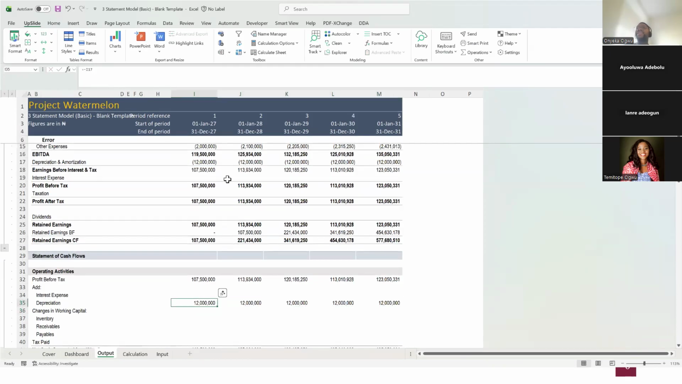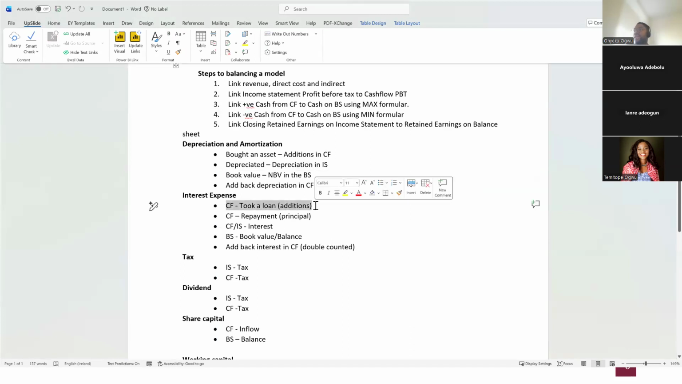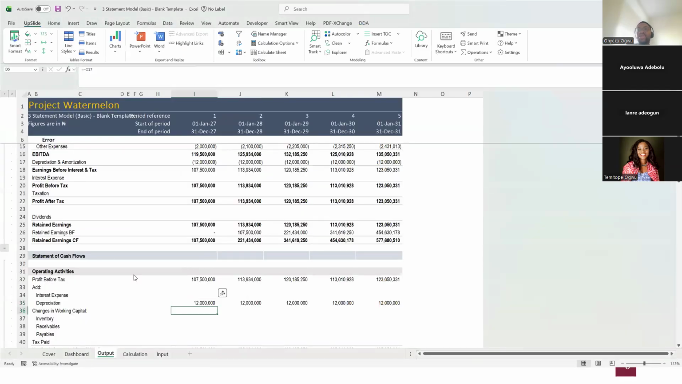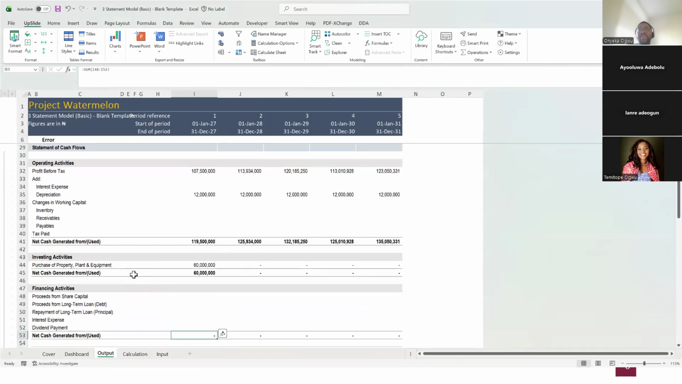The next thing we're going to do now is interest. For interest, these are the steps. The first step, you take a loan. So in the cash flow statement, you took a loan, you repay the loan, you pay the interest, you pay the principal, and then the book value goes to the balance sheet. So first thing, you take a loan. All the additions go to the cash flow statement.